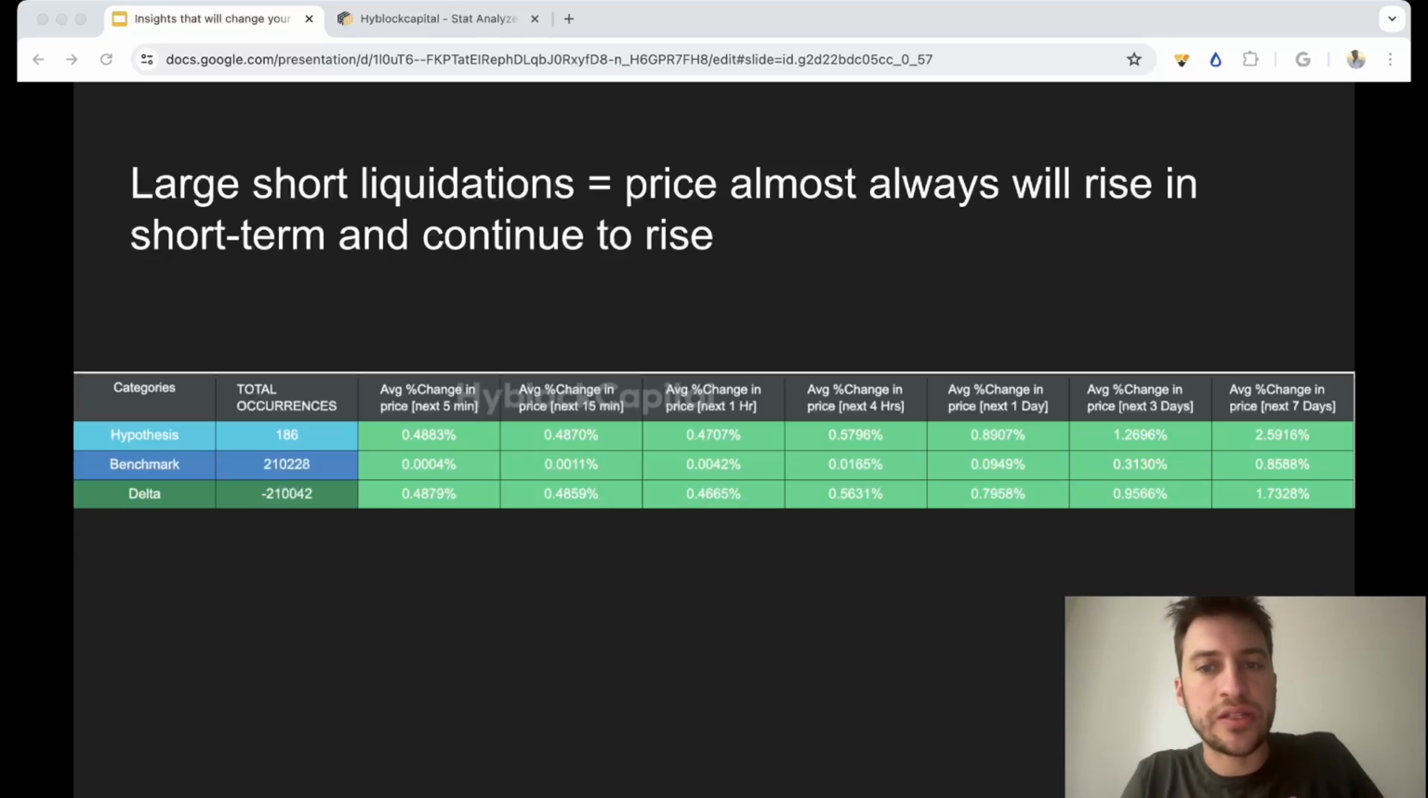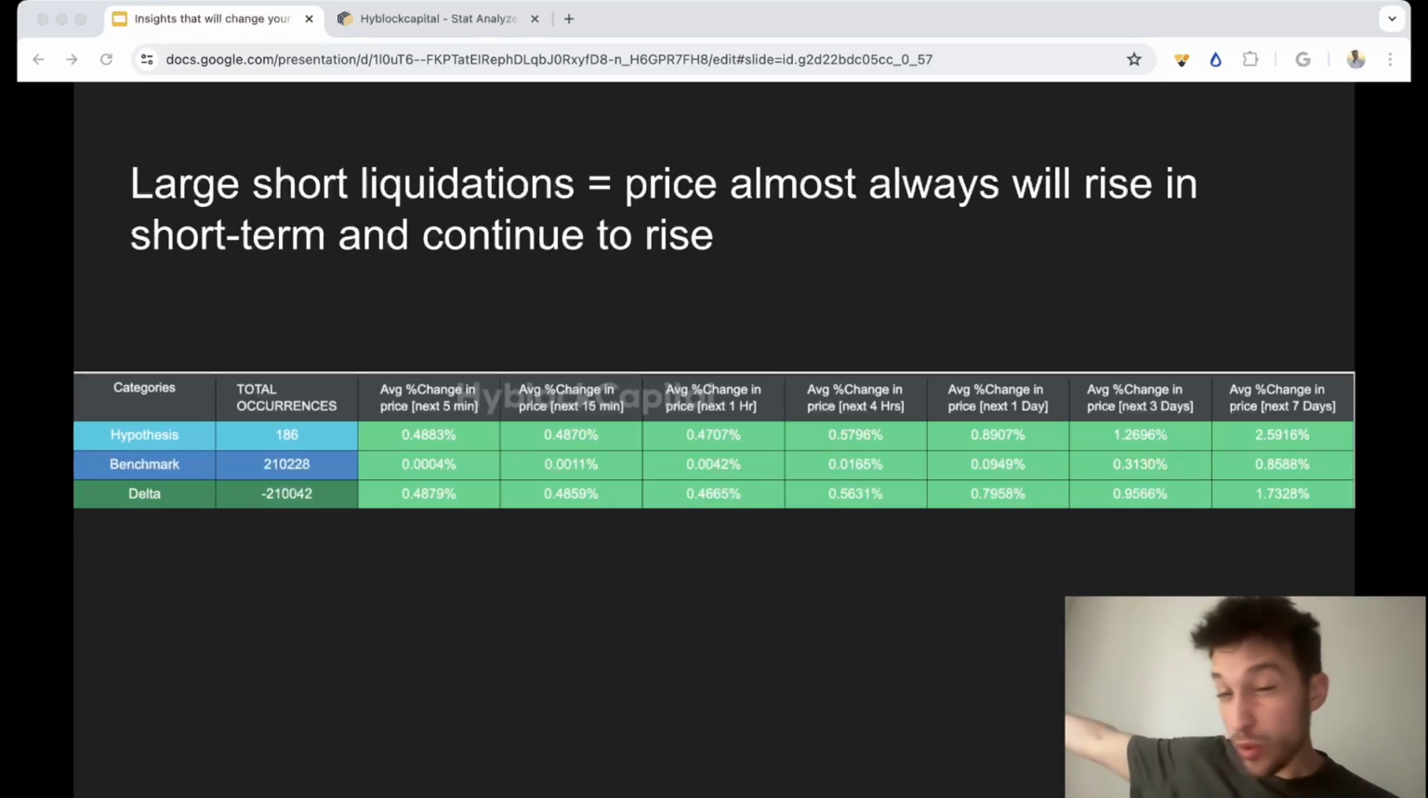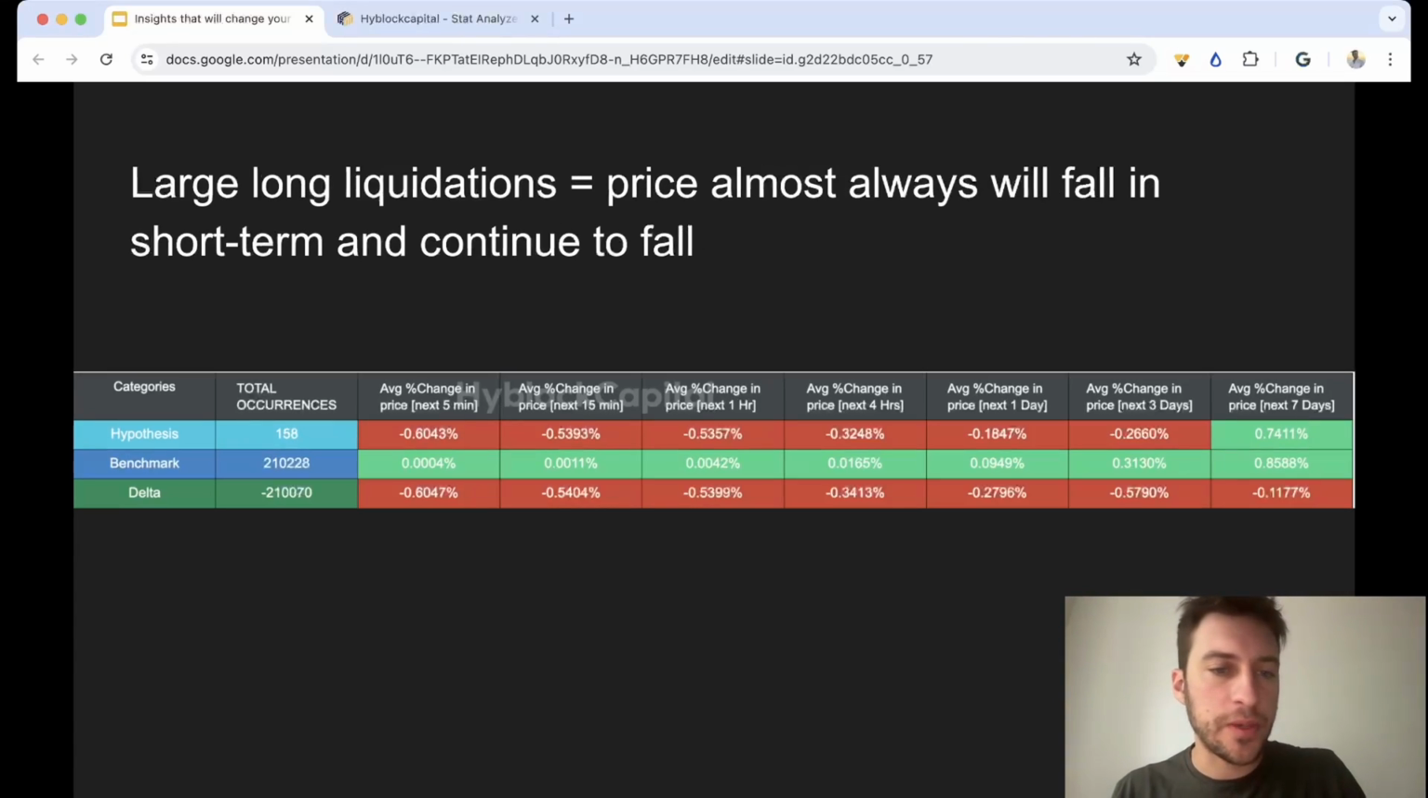So what that means is this requires a significant price move. When these significant price moves happen, and the massive shorts are liquidated, price tends to keep rising. It's quite weird. Now you're probably curious, but it's even stronger when longs are liquidated. I want you to go look at the 5 and 15 minute here. It's a minus 0.6 and a minus 0.54.